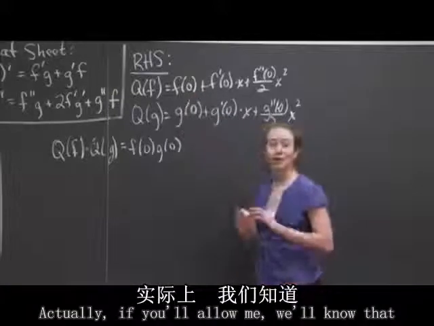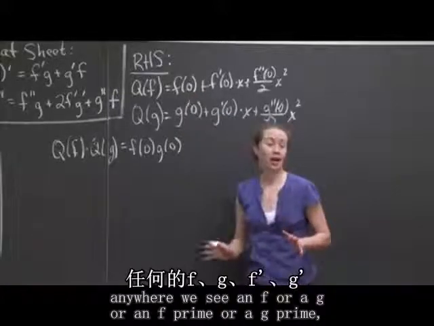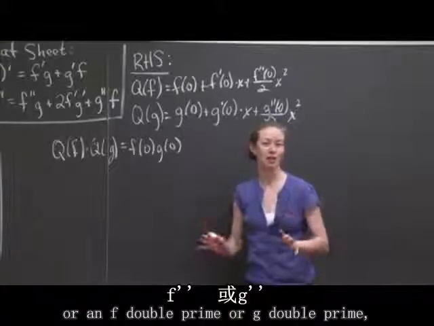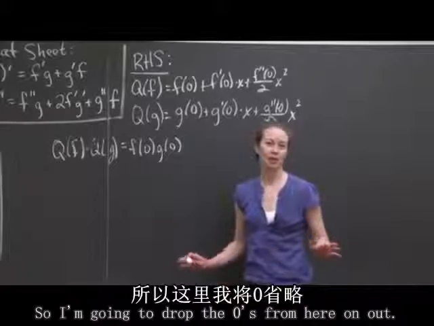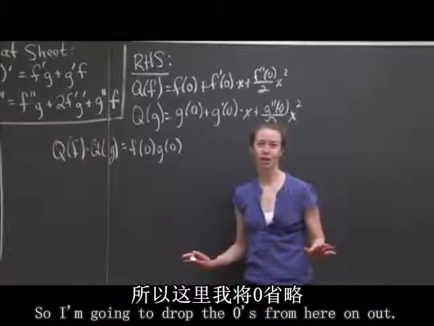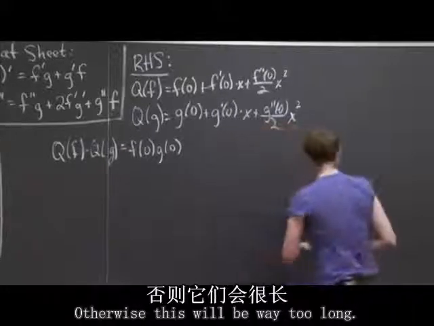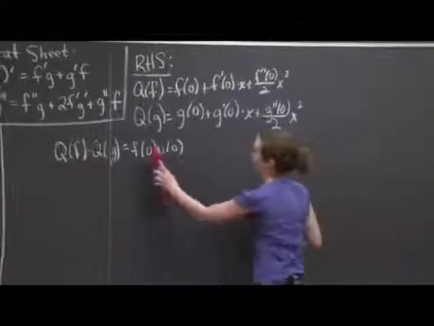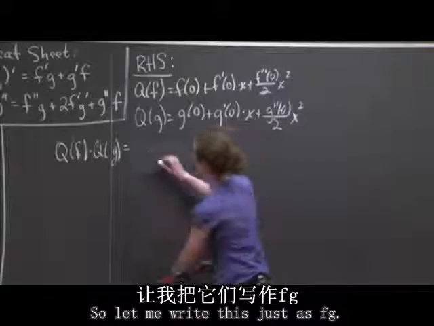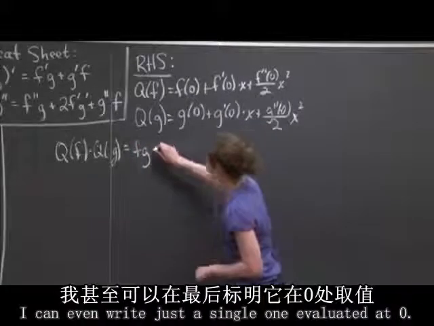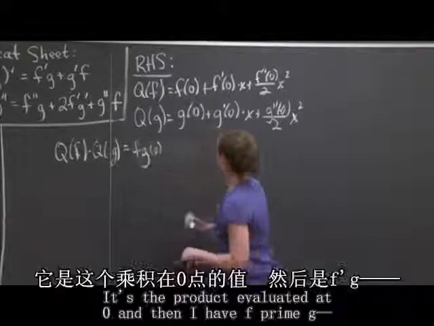Actually, if you'll allow me, we'll know that anywhere we see an f or a g or an f prime or a g prime or an f double prime or g double prime, they're all evaluated at 0. So I'm going to drop the zeros from here on out. Anywhere you see those, I'm evaluating them at 0. Otherwise, this will be way too long. So let me write this just as fg. I can even write just the single one evaluated at 0. It's the product evaluated at 0.